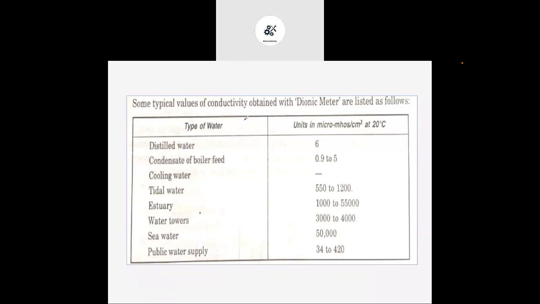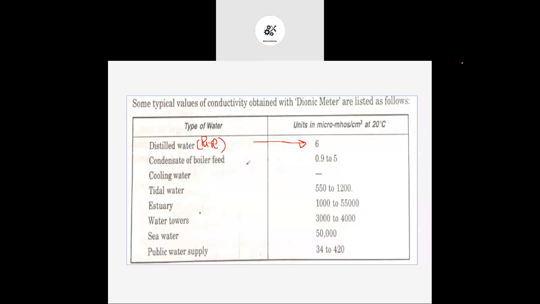Similar to the previous one, there is another type of instrument generally used to measure dissolved salt in water. That is the ionic meter. If we use that ionic meter, the reading that particular meter shows is given on the right hand side column, for different types of water. If we use distilled water, or we can say pure water, there will be a very low amount of salt.